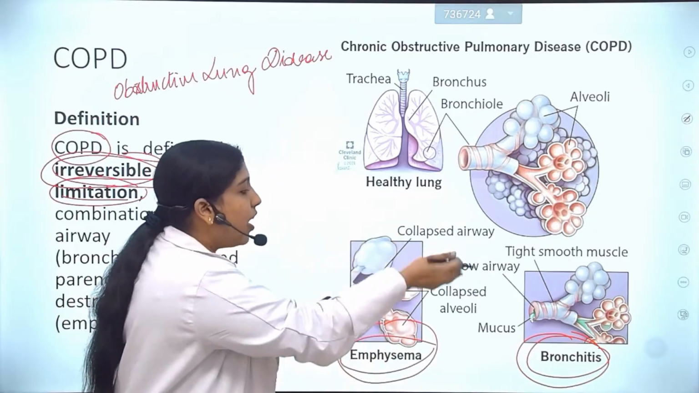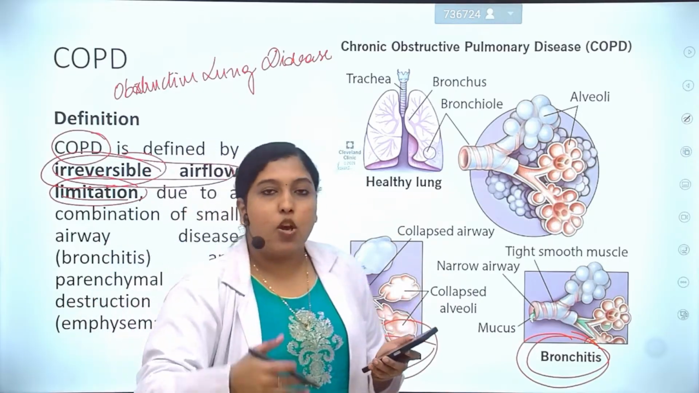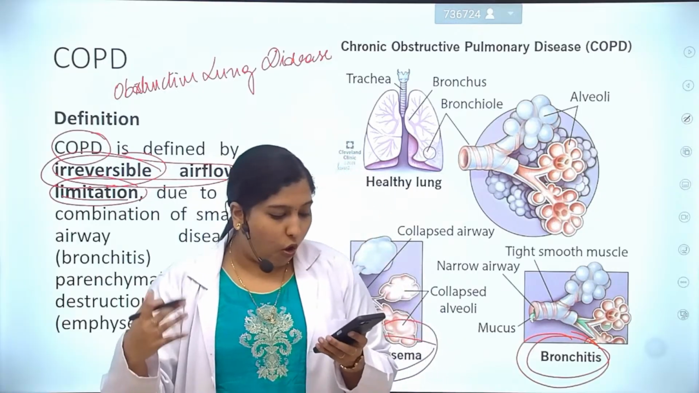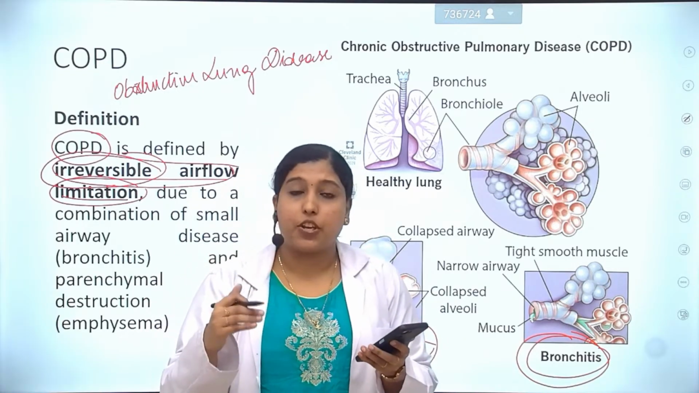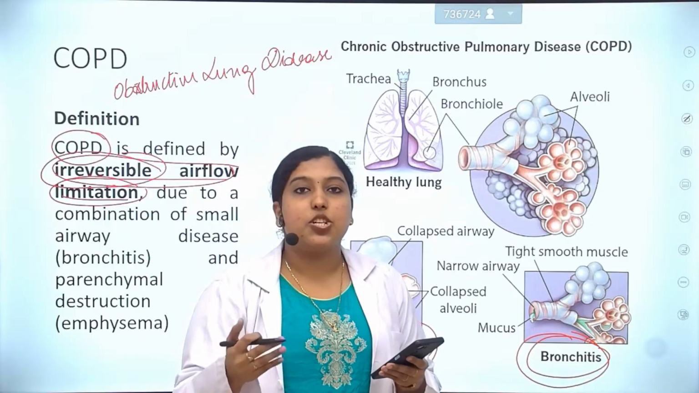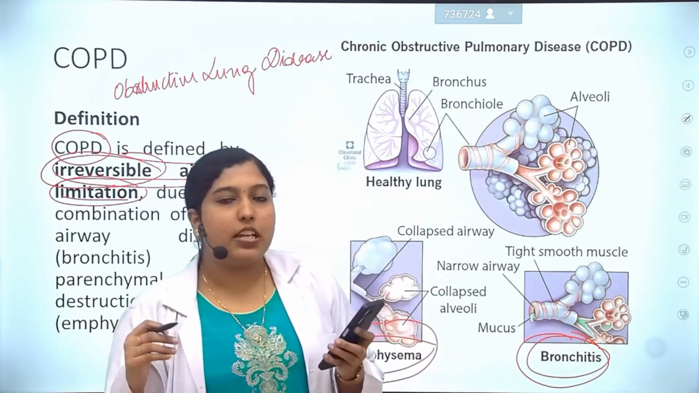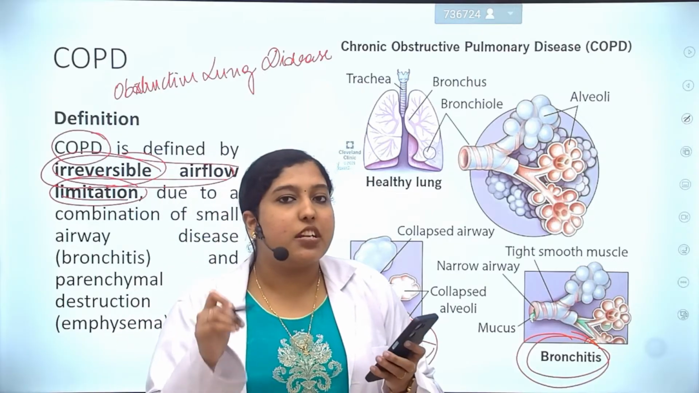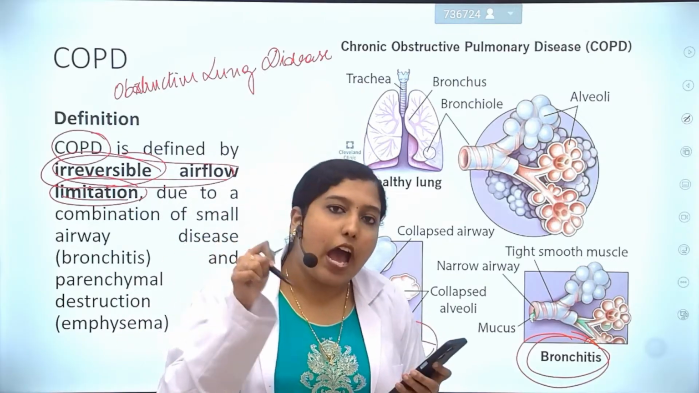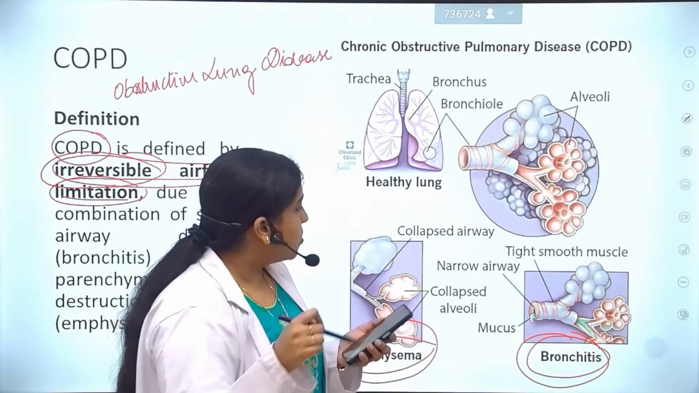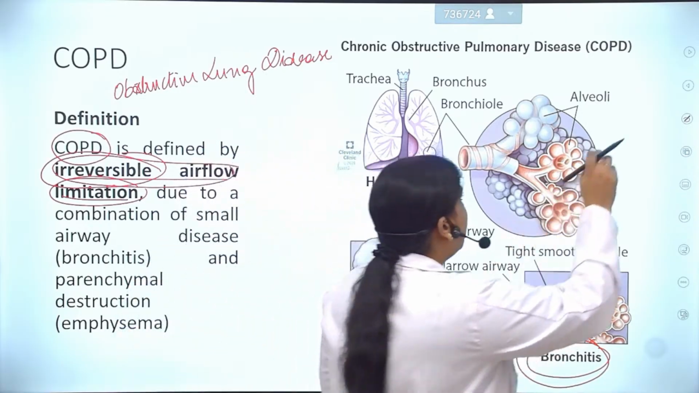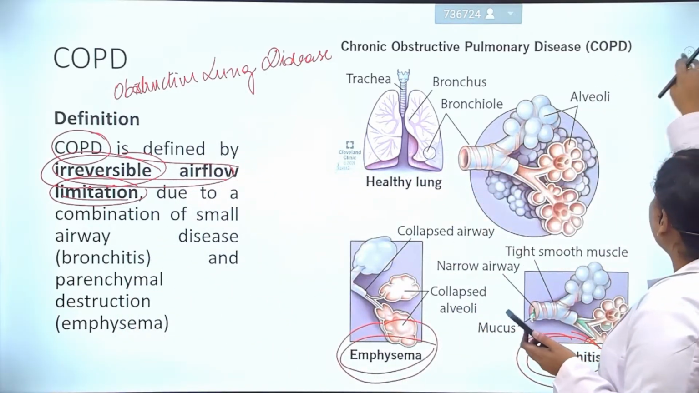On the other hand, we have bronchitis. Bronchitis, or to be specific, chronic bronchitis, is the condition where there is an excessive mucus production which is obstructing the inner airway, thereby restricting the entry of air inside the lungs. So that is the major difference between emphysema and bronchitis. We will be discussing it in detail.